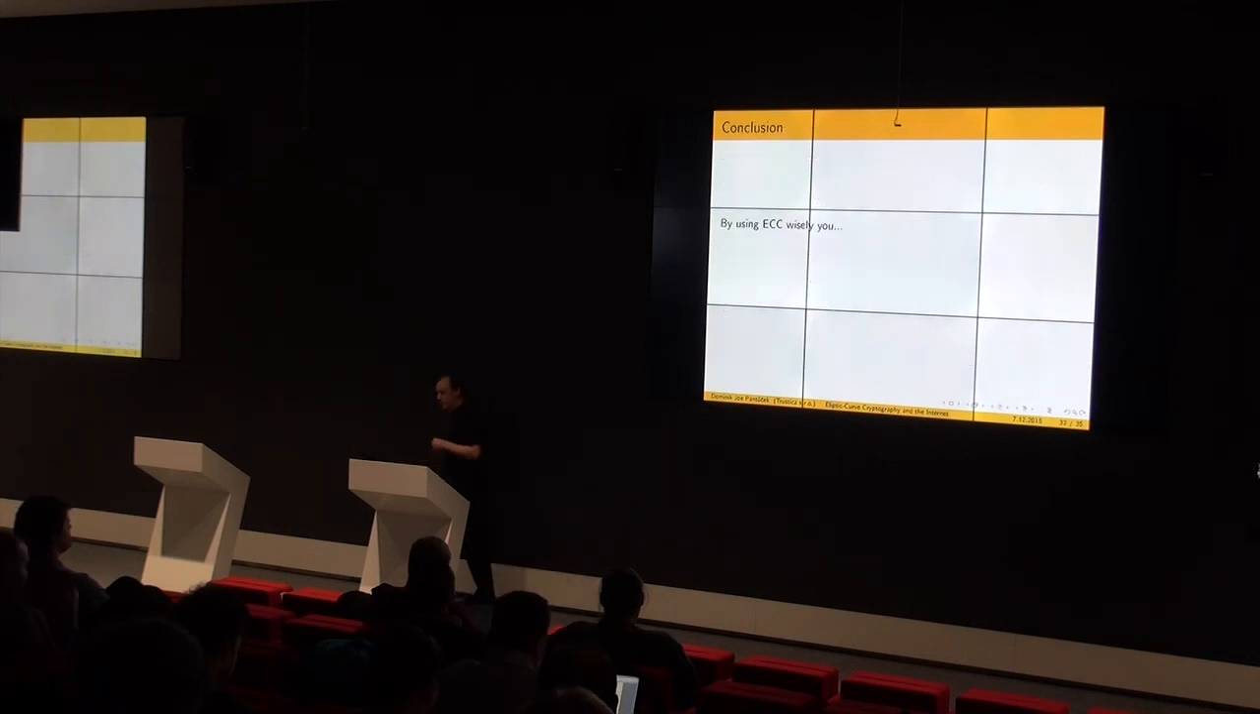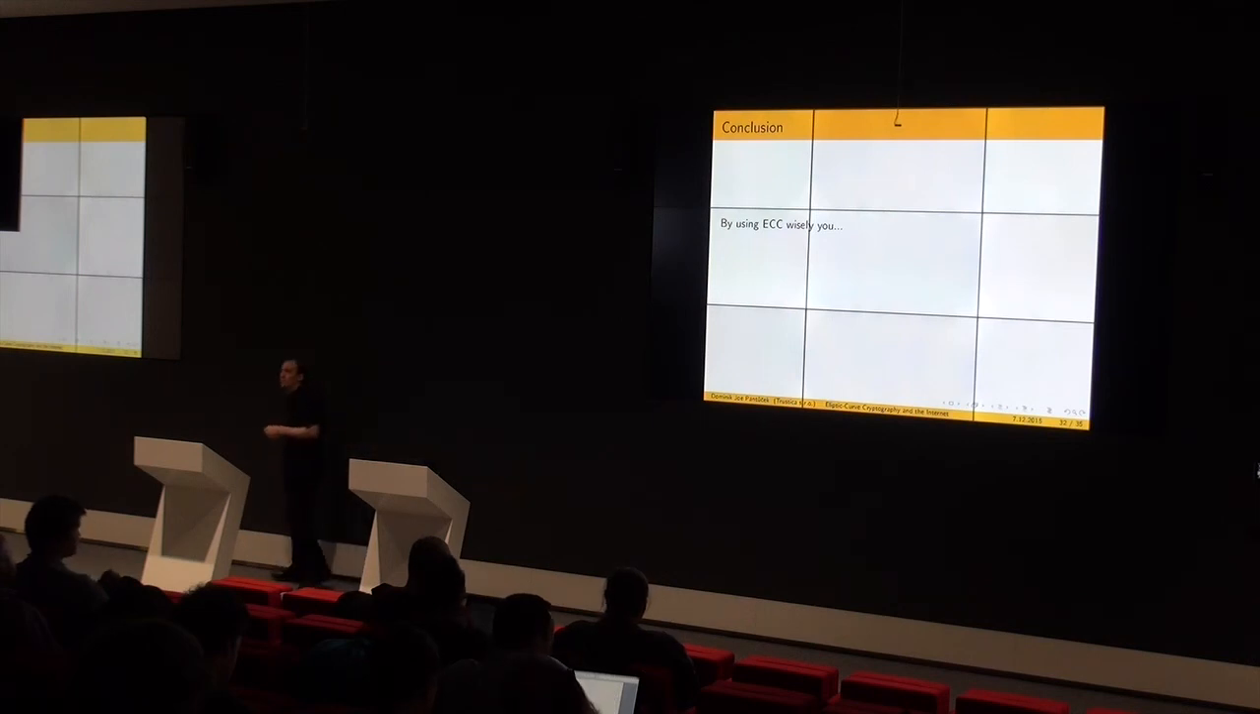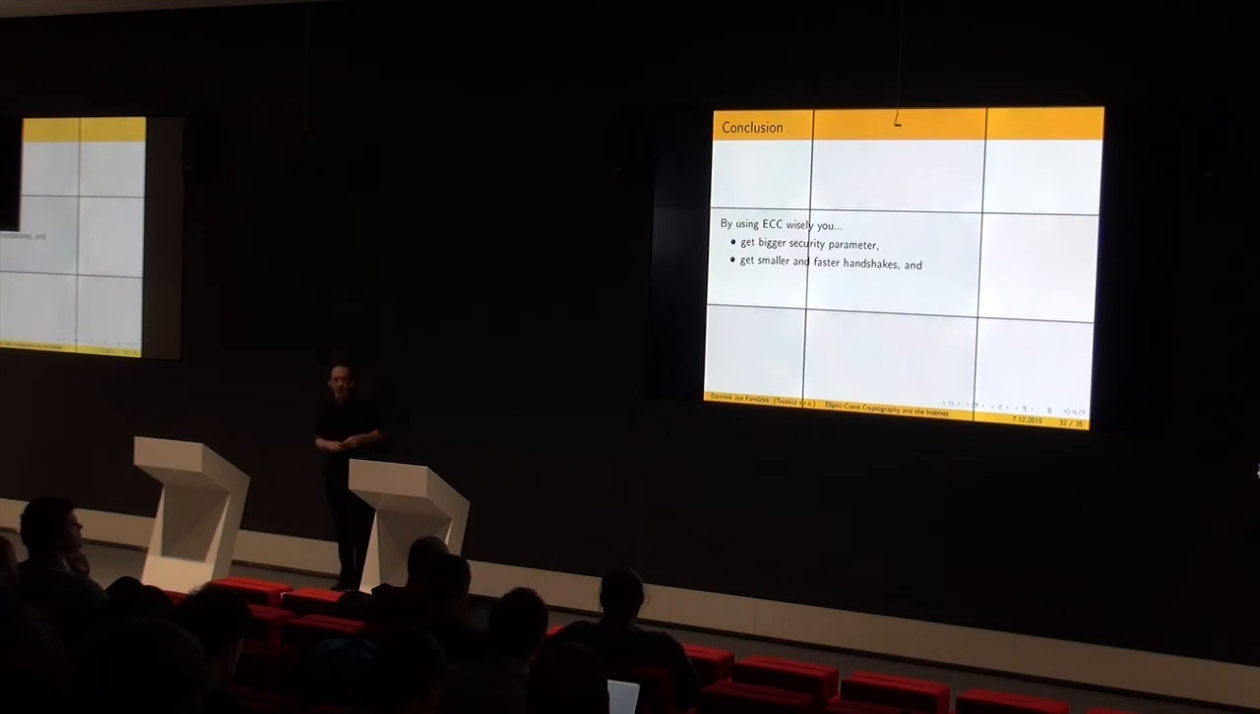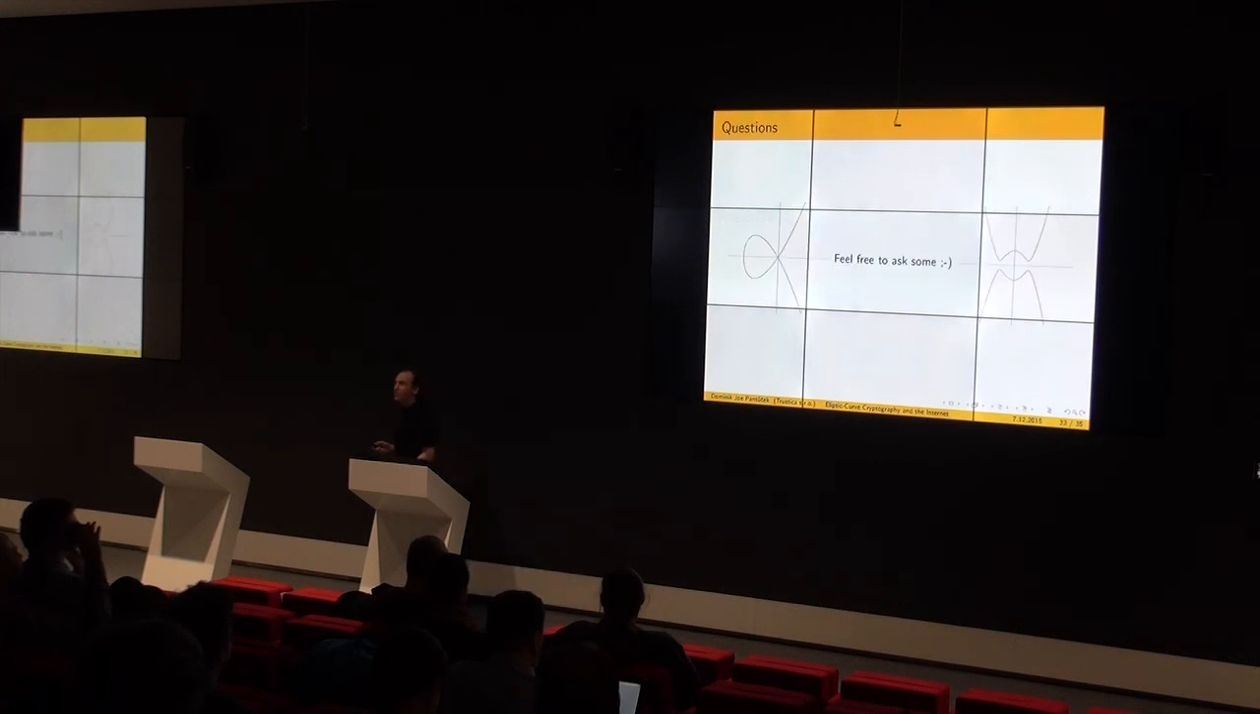So there we are. I think we can come to certain conclusions: by using ECC wisely, you can get your security parameter bigger, which is a good thing. You can get your handshakes faster and smaller, and best of all, you can make sure that the future will be pretty twisted. That's it. If you have any questions, feel free to ask some.